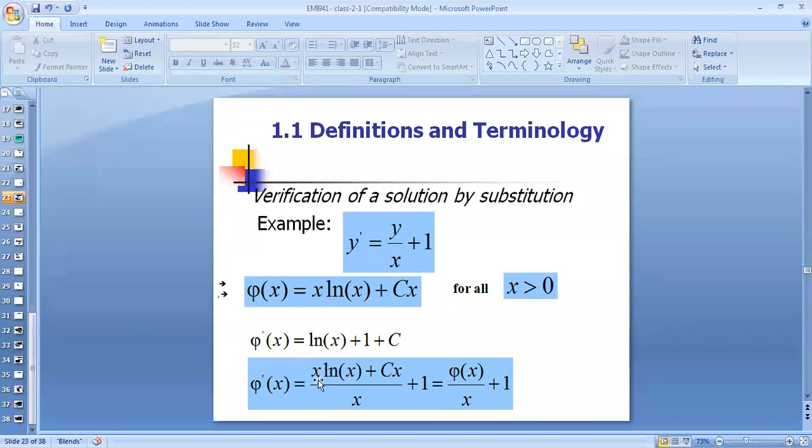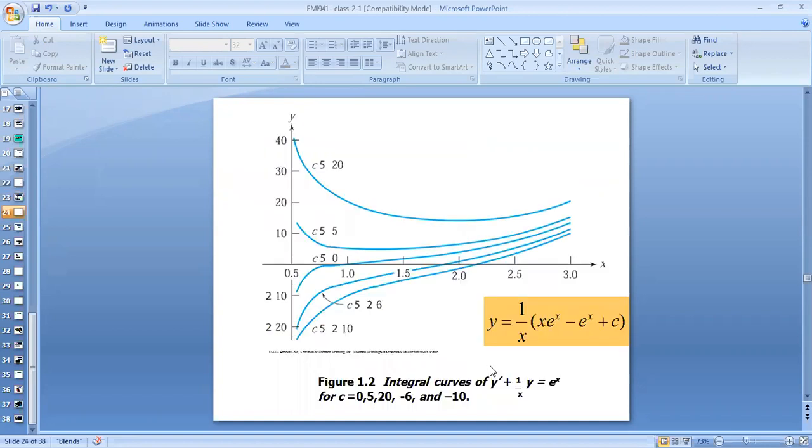So we can write this as x ln x plus cx divided by x plus 1. The numerator x ln x plus cx is actually phi of x, so phi of x divided by x plus 1, right? It can also be represented as a curve, depending on many constants c: 0, 5, 20, minus 6, minus 10, etc. We can draw this curve.